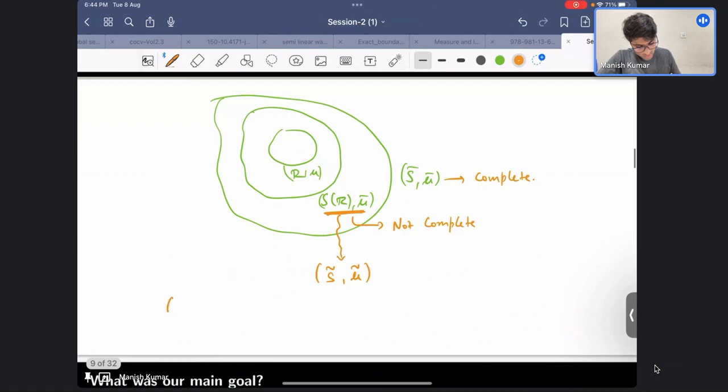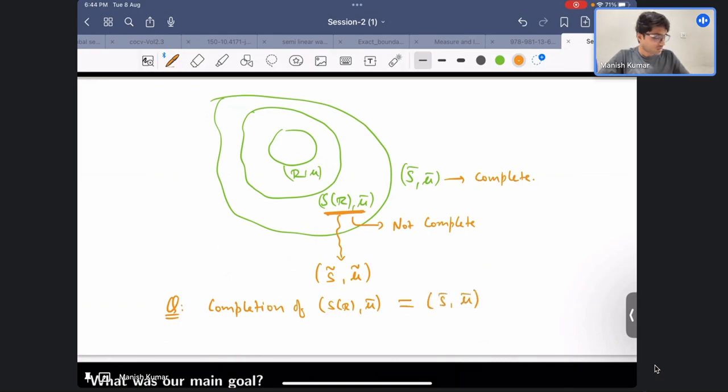Now the question is, this completion of S_R, mu bar, is there any relation, or the main question is, is it equal to S bar, mu bar? Because we know that this we cannot extend further, and this we can extend to something. So will these two be equal? This is the question. Is this equal?